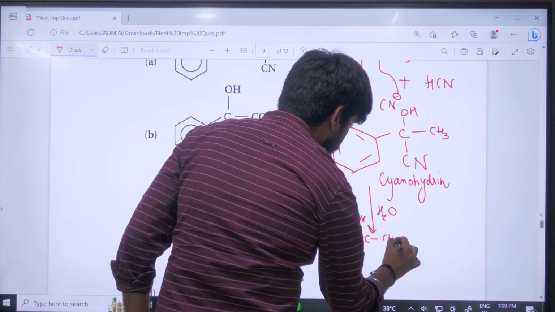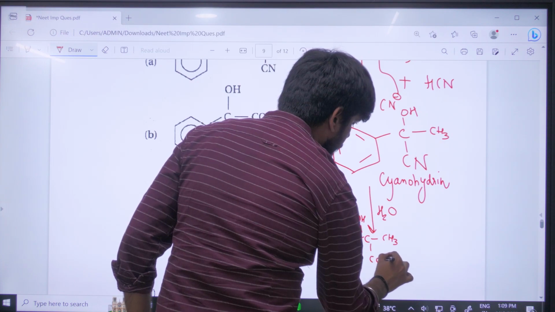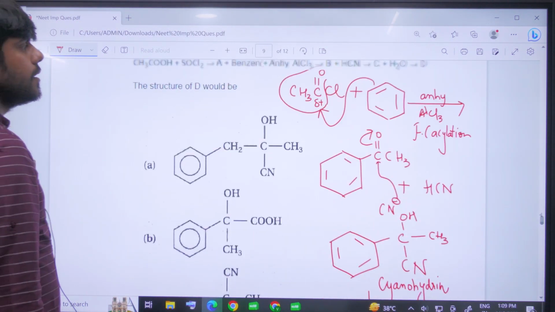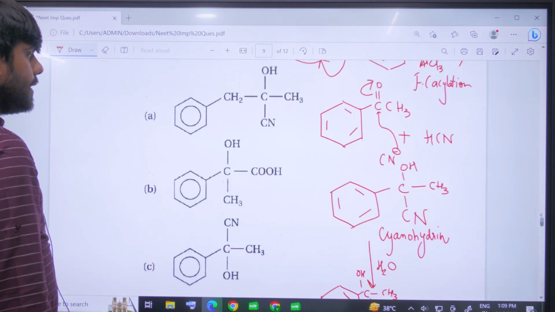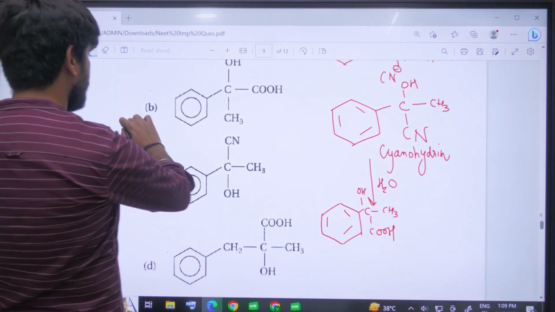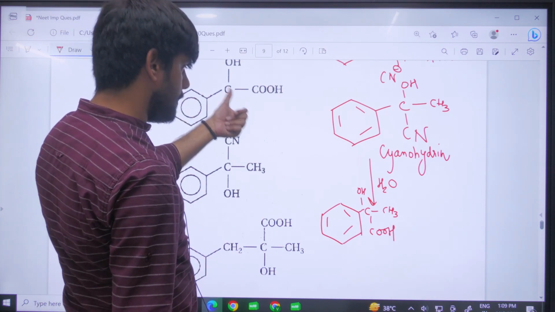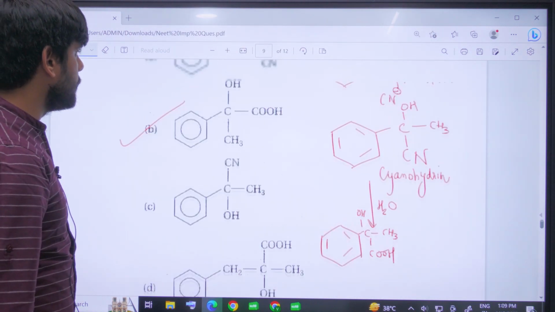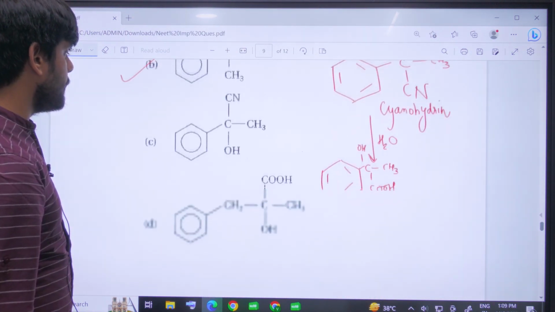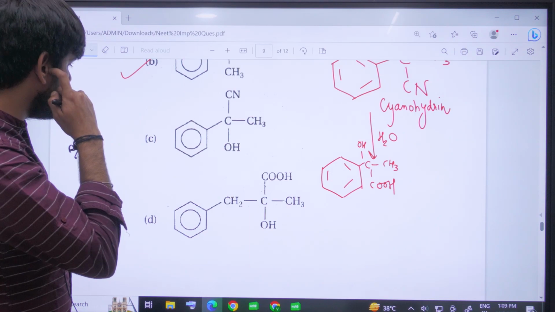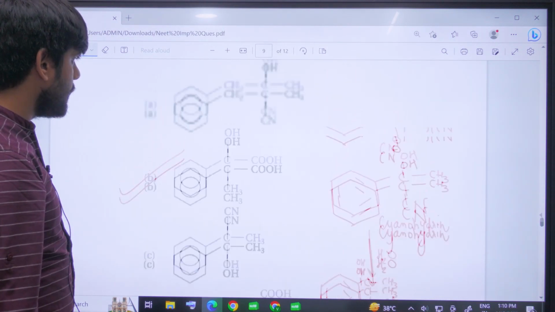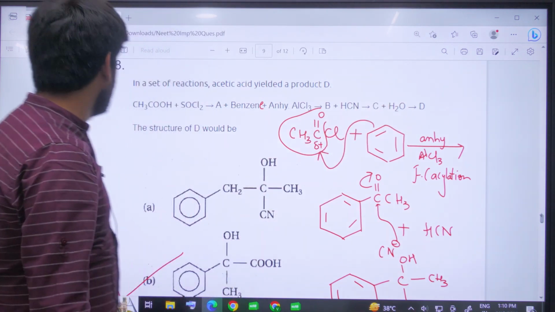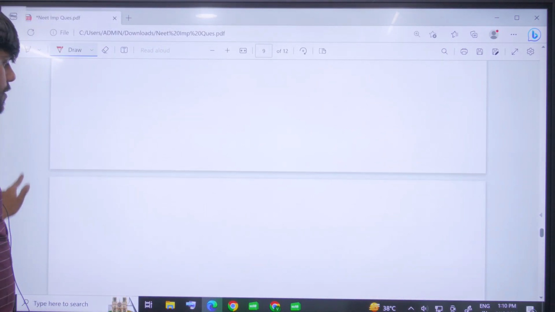COH, CH3, and upon hydrolysis this will convert to COOH. So this is my desired product D. So the structure of D is... I think the right answer, CCOH, OHCH3. So B is the right answer. Yes, B is the right answer. I hope this is clear. Yes, so this is what I get after this. Now, next question.